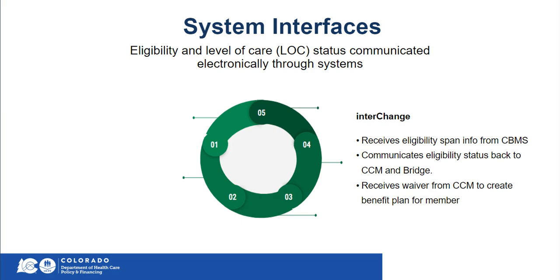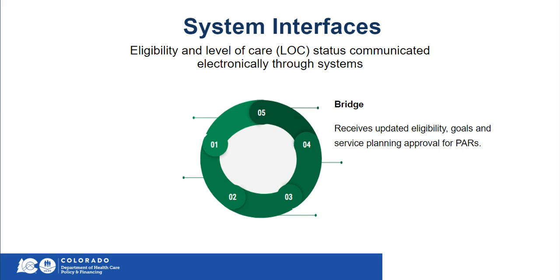Interchange plays a crucial role in the system, receiving eligibility span information from CBMS and communicating eligibility status back to CCM and Bridge. Interchange also receives a waiver from CCM to create a benefit plan for the member. The Bridge system receives updated eligibility, goals, and service planning approval for prior authorizations, ensuring that all information is up to date and accurate.